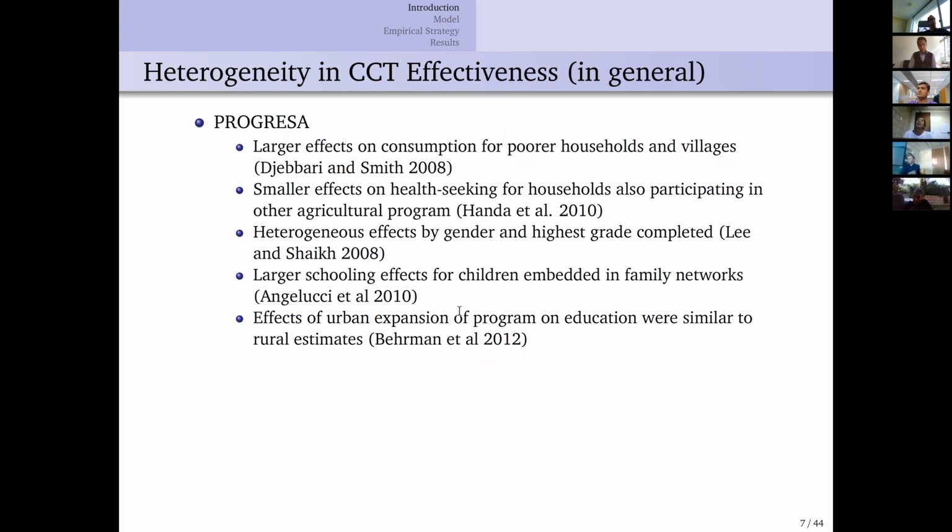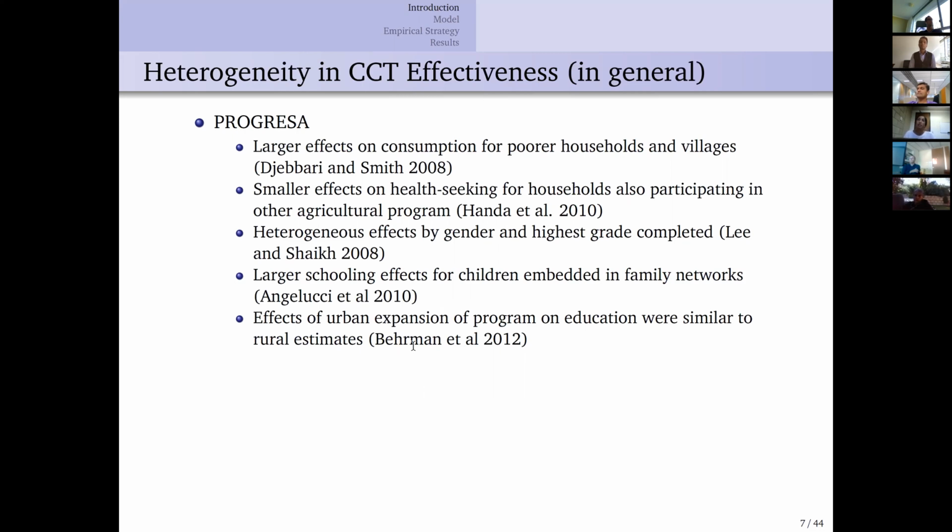But that's not to say heterogeneity hasn't been considered at all. So specifically for PROGRESA, there are a number of papers that look at heterogeneity in PROGRESA effectiveness across lots of other dimensions. So one paper finds that there are larger effects on consumption for poorer households. You find smaller effects on health seeking for households that participate in another program, heterogeneous effects by gender, et cetera. And so there are lots of studies that have looked at heterogeneity in general.